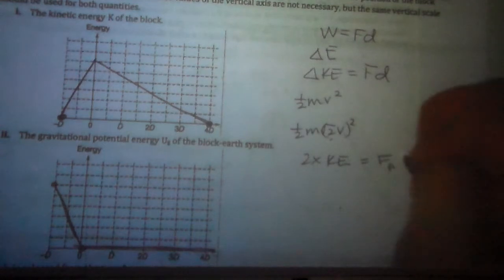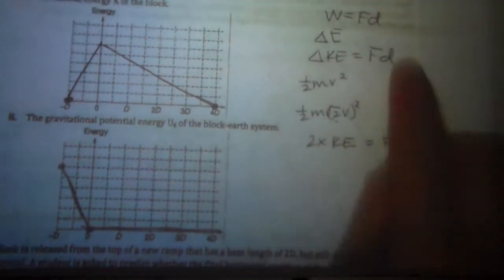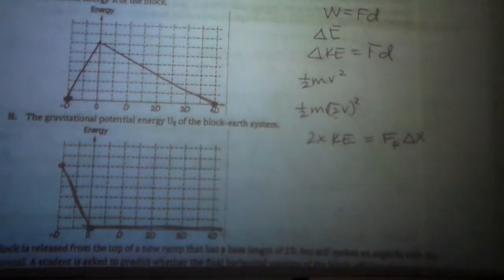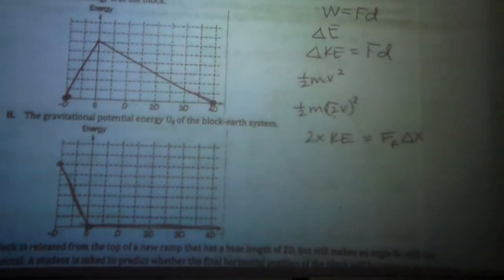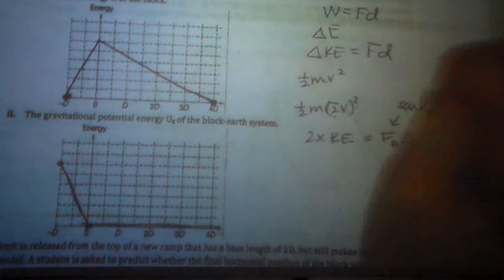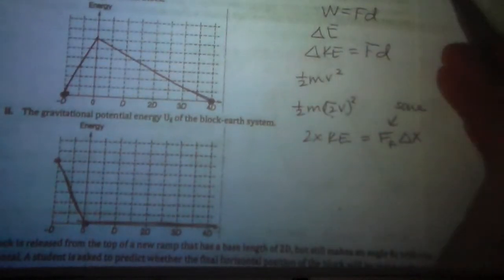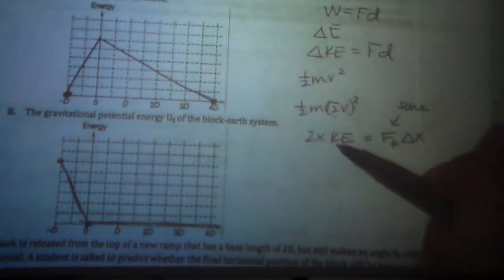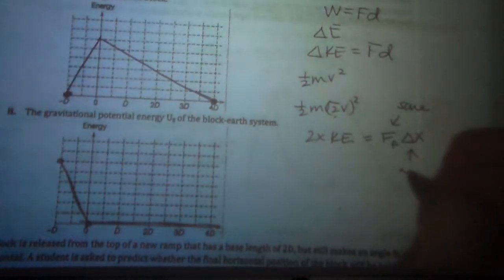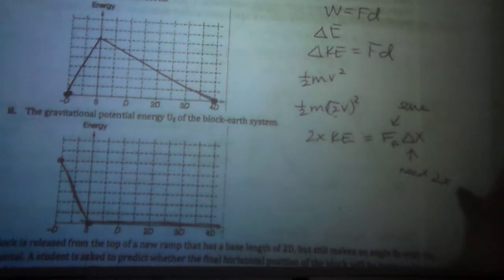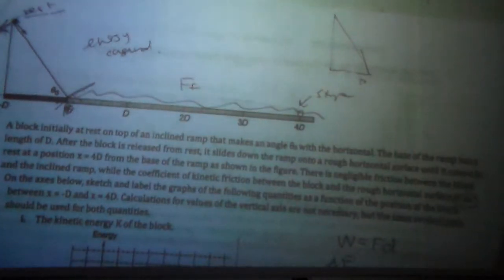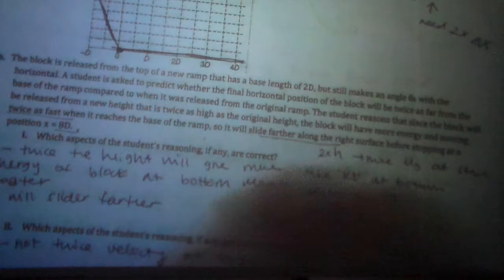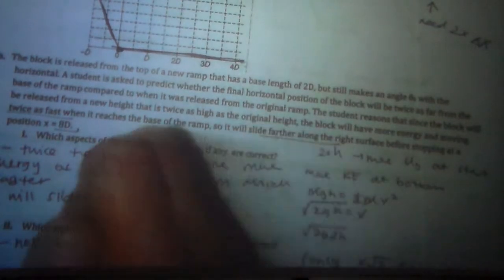The force of friction times the displacement. I'm not going to call it d here because this is actually like 4d, etc. So I'll just call it delta x. The force of friction should be the exact same as before because you still have the same coefficient of friction, the same mg, right? The same normal force. But now if I have twice the kinetic energy, see how that's going to need twice the displacement? The original displacement was 40, so if you're going 40 and you double it, now it's going to be 80. So it will slide farther to end at 80.